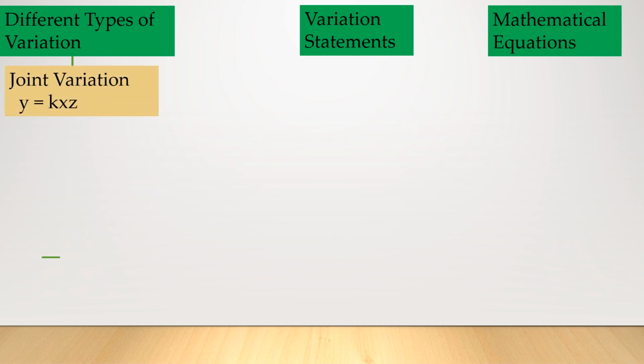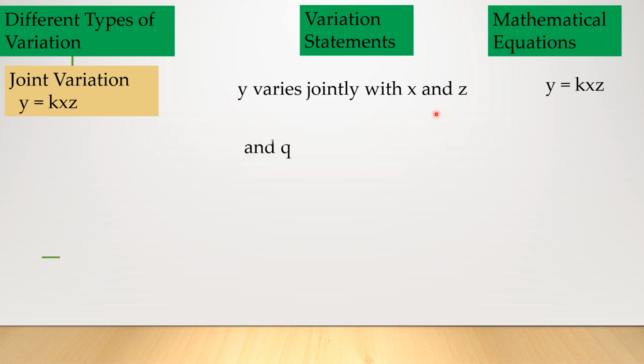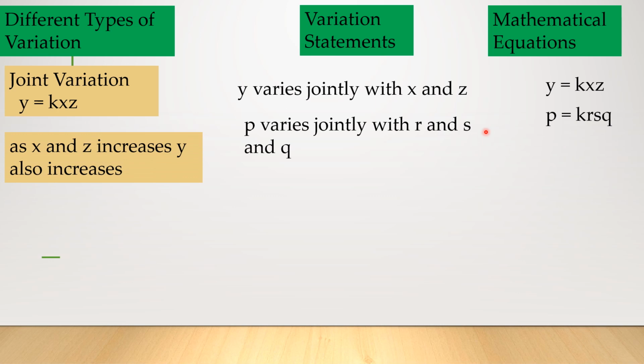Now, for joint variation, it involves more than two variables, so y is equal to k times x times z. Here, y varies jointly with x and z means y is equal to k times x times z. P varies jointly with r, s, and q. So it means that P is equal to k times q, r, and s, just simply multiplying all these quantities. Here, as x and z increase, y also increases. So it's just like direct variation, but the difference is this involves more than two quantities.